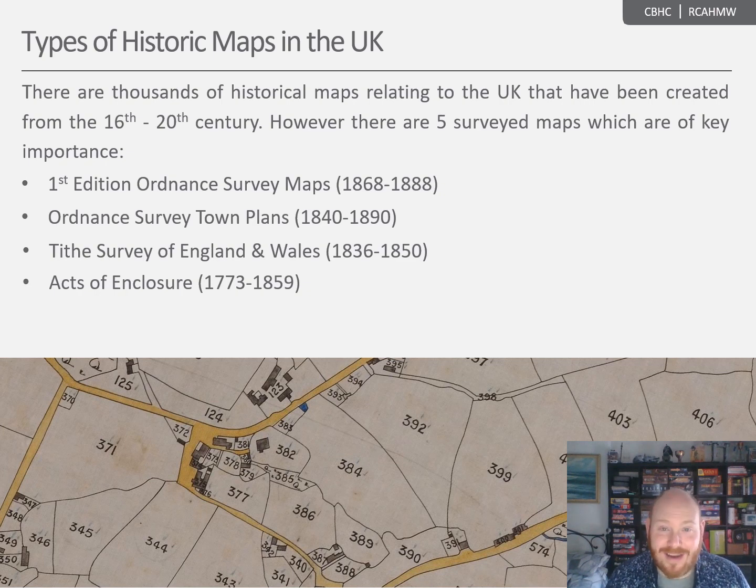Again, these are very interesting sources because they show landscape both as it was designed to be during the Acts of Enclosure, but also give us inferences of what the landscape looked like before the Acts of Enclosure were passed. And then you've also got various estate maps which, depending on the area, could range in date from about 1600 all the way to about 1850.